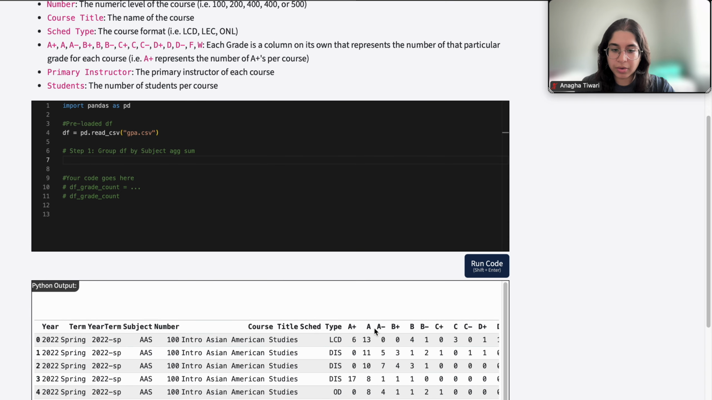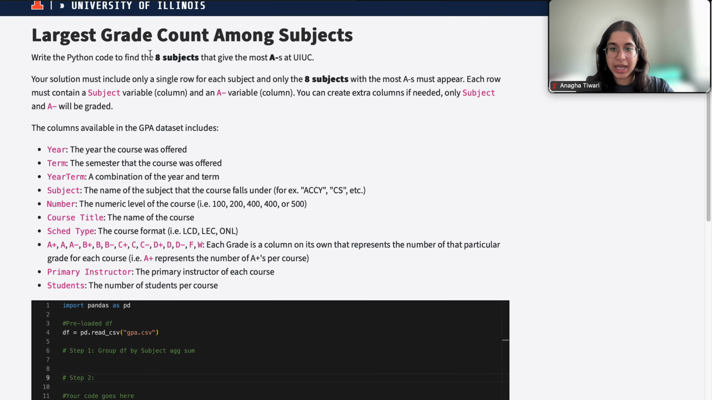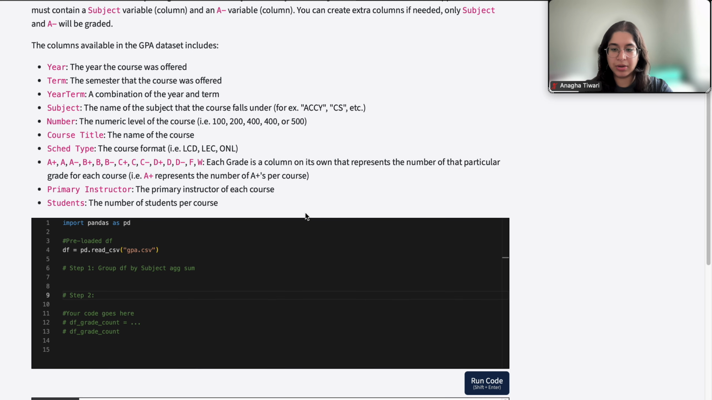We just want to find a total. So that's why we would need to use sum. So here, step 1 would be to group by, and finally step 2, once we have all that information, once we have the total number of A minuses for each subject, we want to find the 8 courses that gave the most A minuses. So it seems like we should use nlargest here to find the 8 courses with the most A minuses.